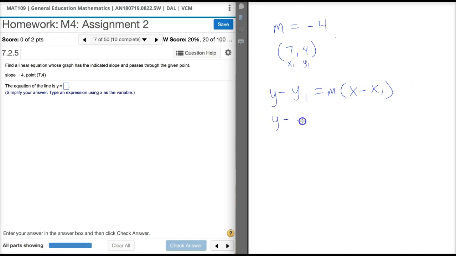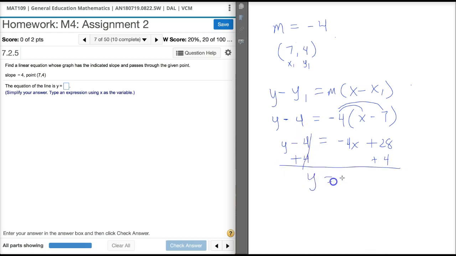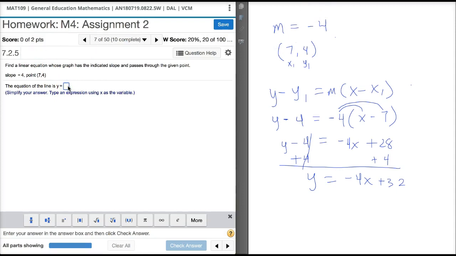Y minus our y1, which is 4, equals our slope, -4, times x minus our x1, which is 7. Here we distribute the -4 to both terms. -4 times x is -4x, and -4 times -7 is a positive 28. Bring down the y minus 4 on the left side, and then we add 4 to both sides. We end up getting y is equal to -4x plus 32, and that ends up being our answer for number 7.